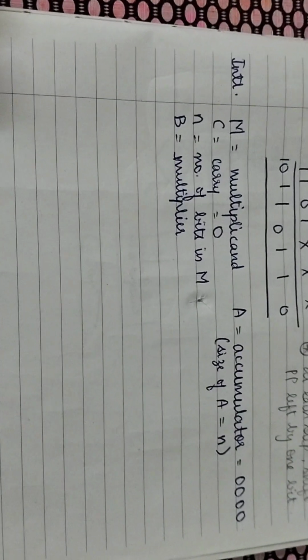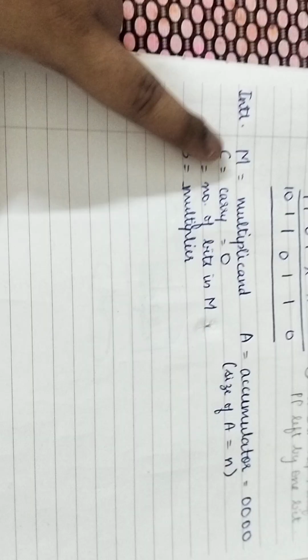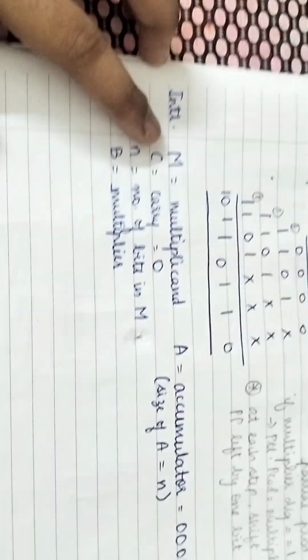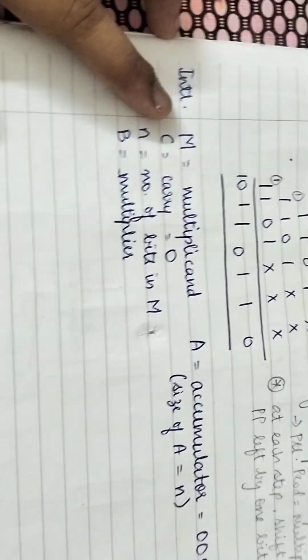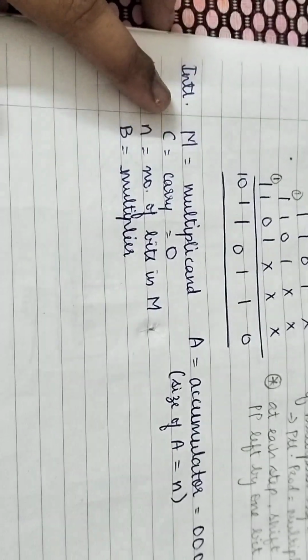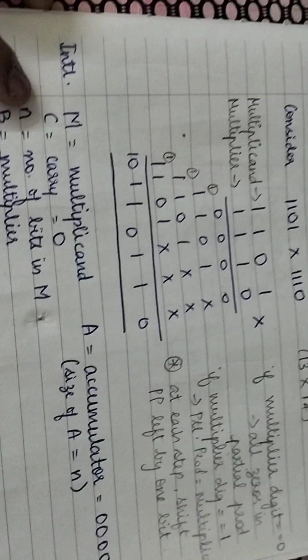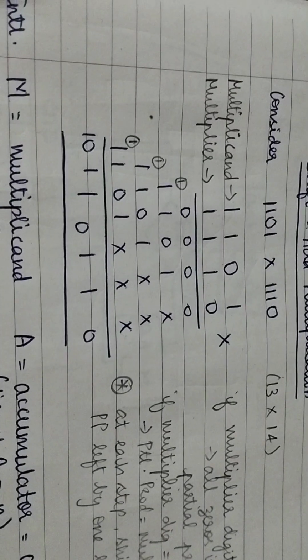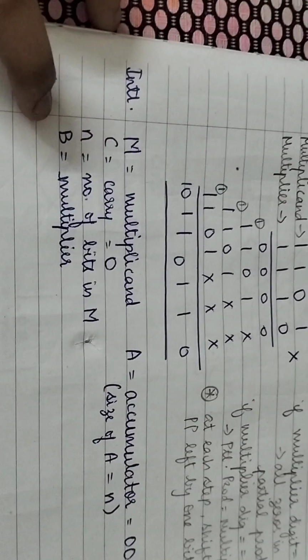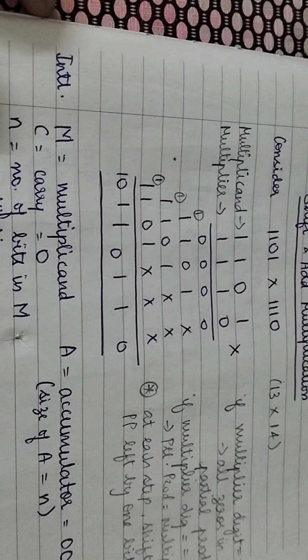We will first see what are the quantities we need to initialize. M is our multiplicand. In this case, it is going to be 1101. C is the initial carry, which is 0. As we proceed with the multiplication, we might come up with some carry value. N is the number of bits in the multiplicand or multiplier, which is 4 in this case. B is the multiplier, the second number, in this case 1110.